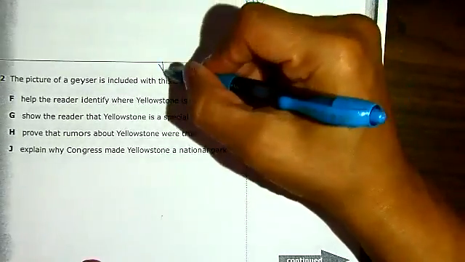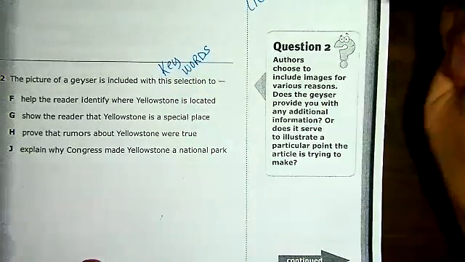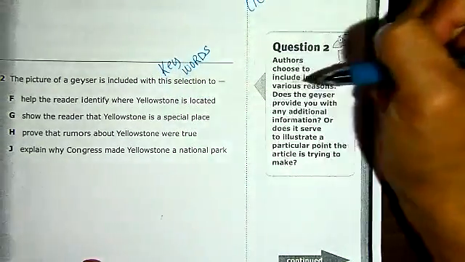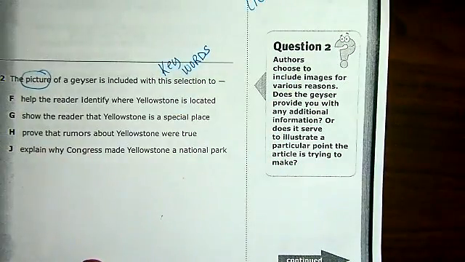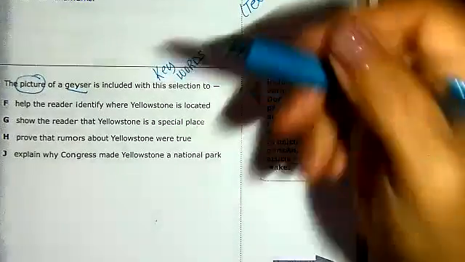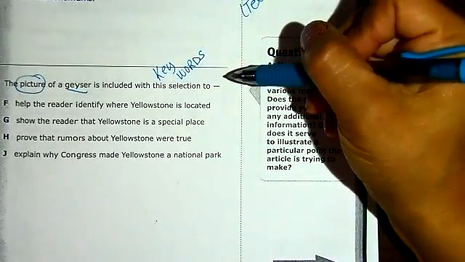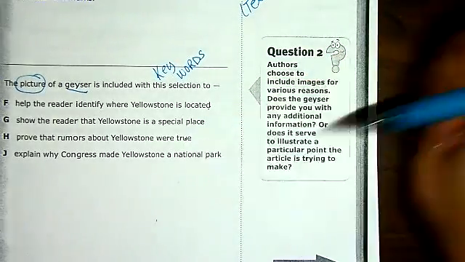So again, you're going to look at your question. You're going to highlight any keywords to help you answer the question. Okay, so like a keyword would be picture. So you're going to have to go to the picture, and it's a geyser, right? Then from there, after you understand the question, you're going to look at your answers, F, G, H, and J.